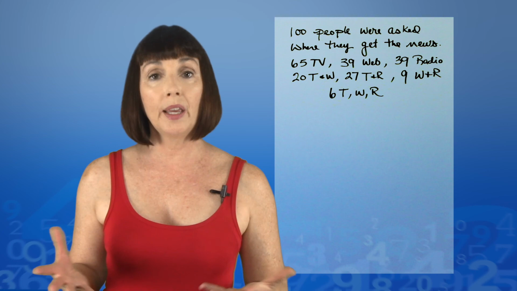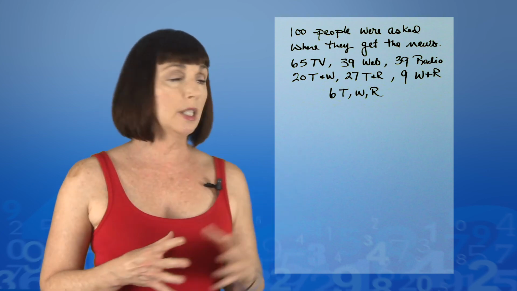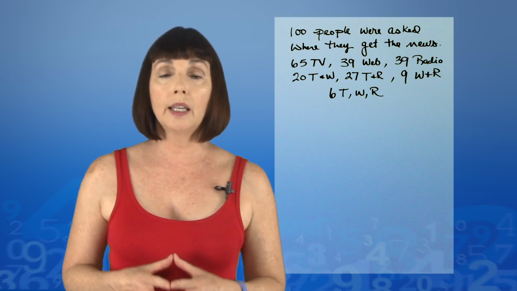I'm Allison from Math Bytes, and we're doing an example involving sets and Venn diagrams. So here's our problem. 100 people were surveyed and asked where they get the news. 65 said they got the news from watching TV. 39 said they got the news from reading a news website. And 39 said they got the news from listening to the radio.